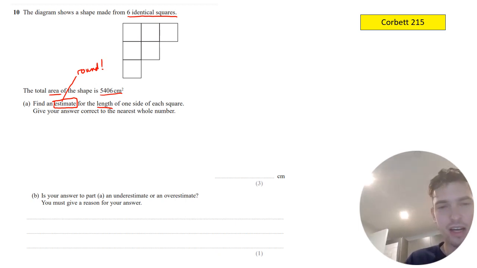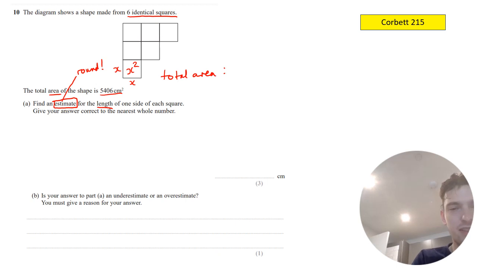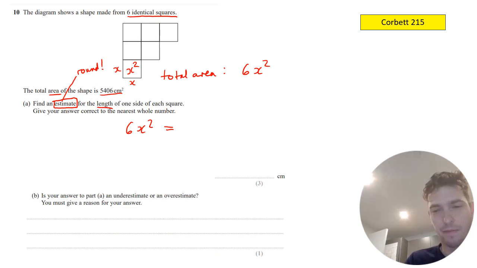Now I don't know what the length of one of the squares is, so I think I'm going to call that x. So that's going to help me, because given that the question is talking about the area, what's the area for one of the squares? x squared. So what's the total area? Well, I've got 6 of them, so it's going to be 6x squared. So what equation can I set up? I've got 6x squared equals, now, I need to round this number here.